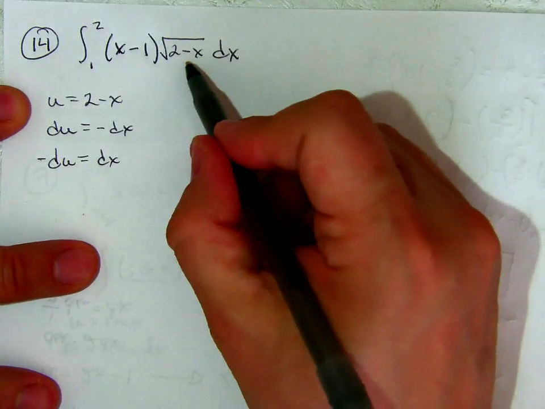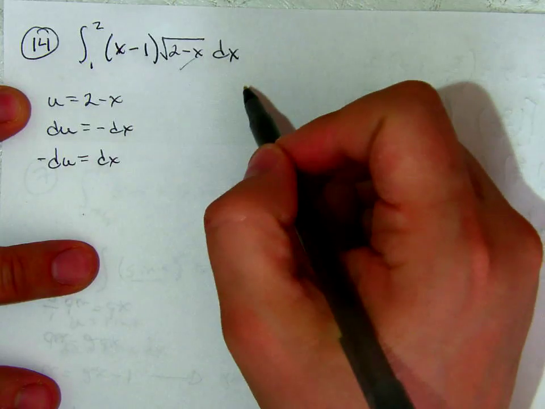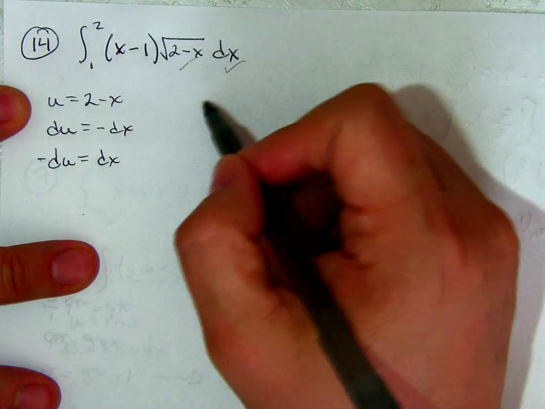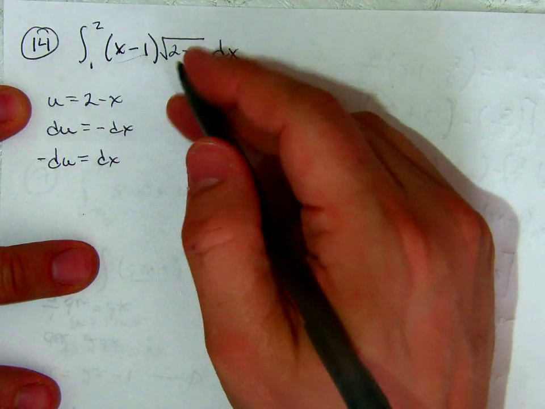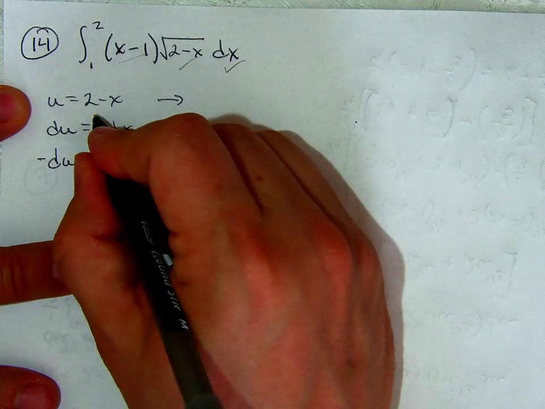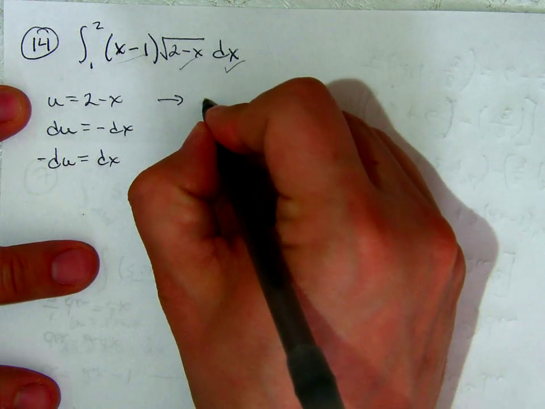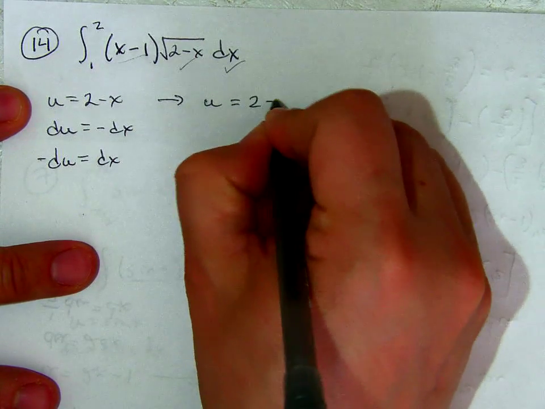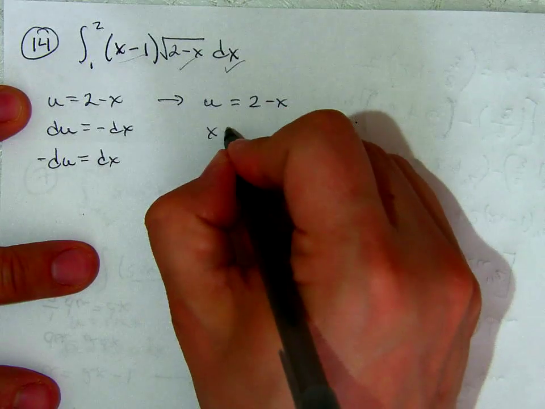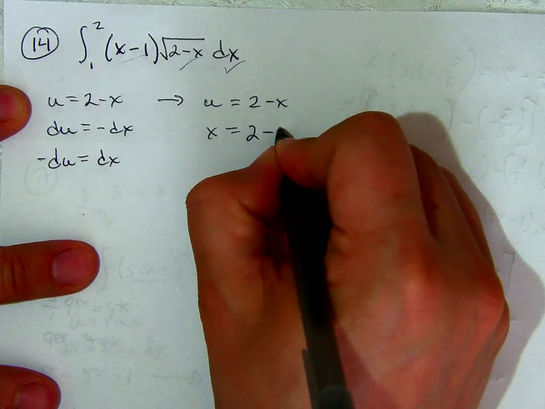So what have I got so far? I've got my 2 minus x, I got that part taken care of. I got my dx, I know that's negative du. I just got to take care of this x minus 1. So I'll go back to my u statement. I've got u equals 2 minus x. That means that x equals 2 minus u.